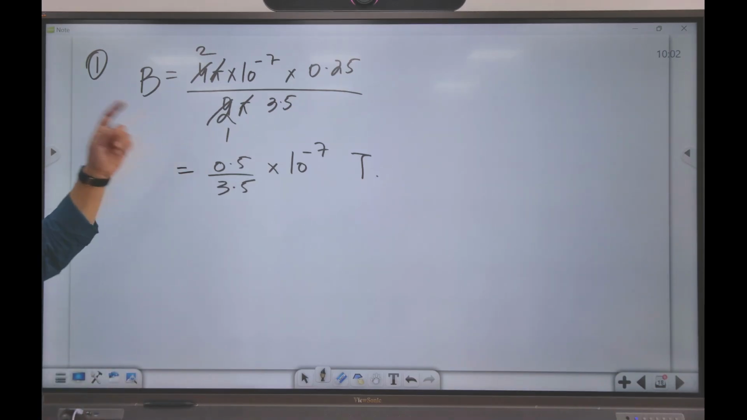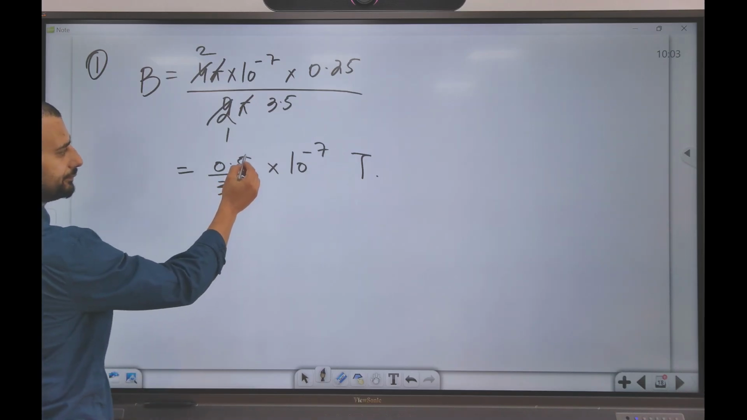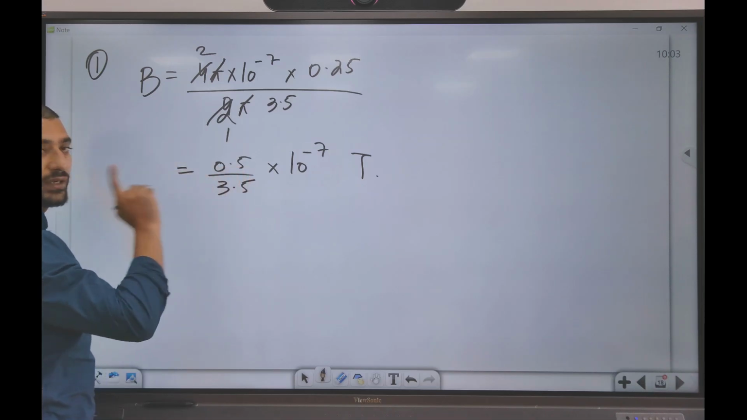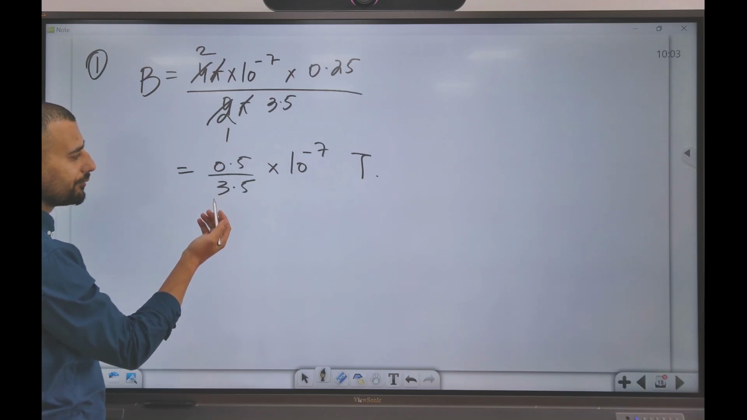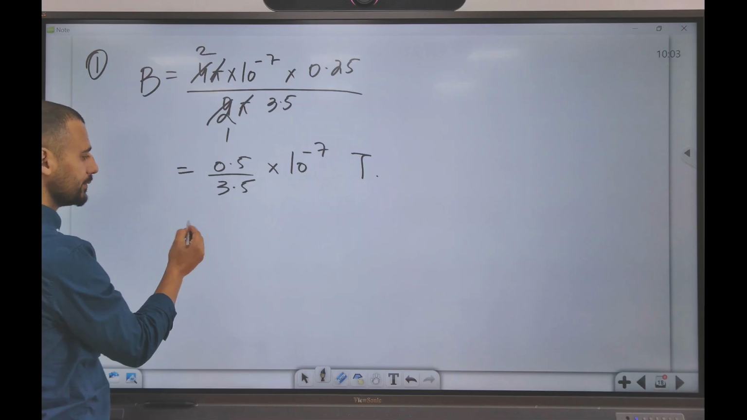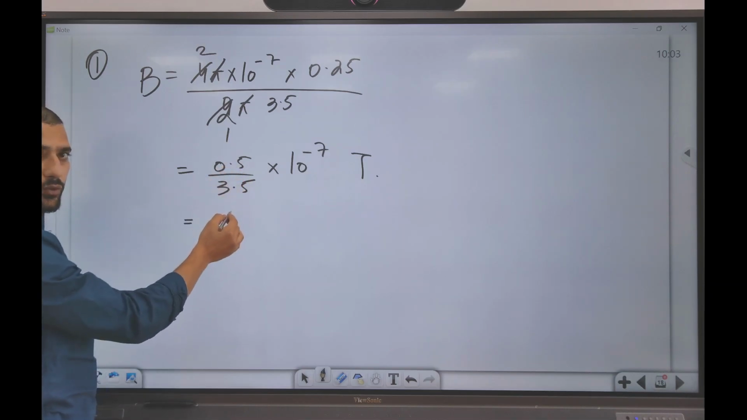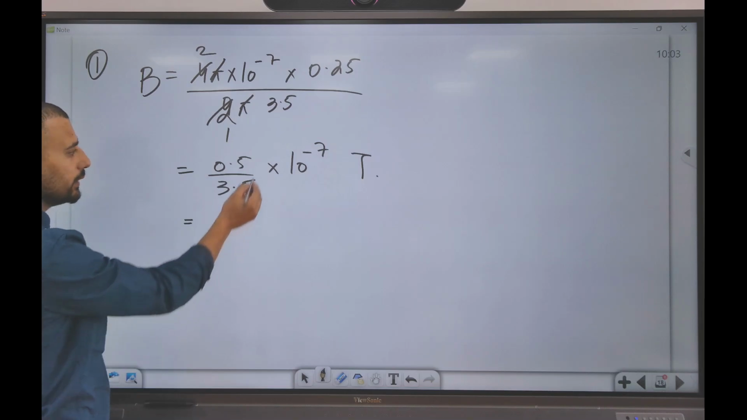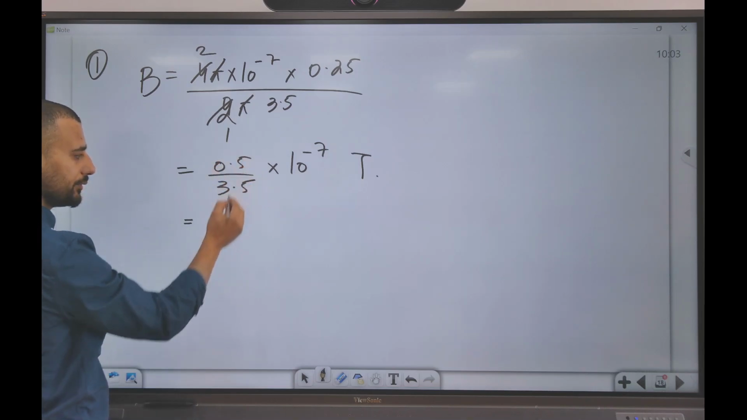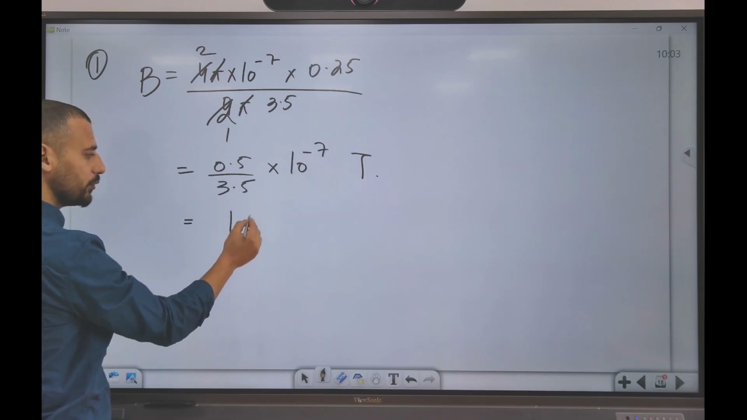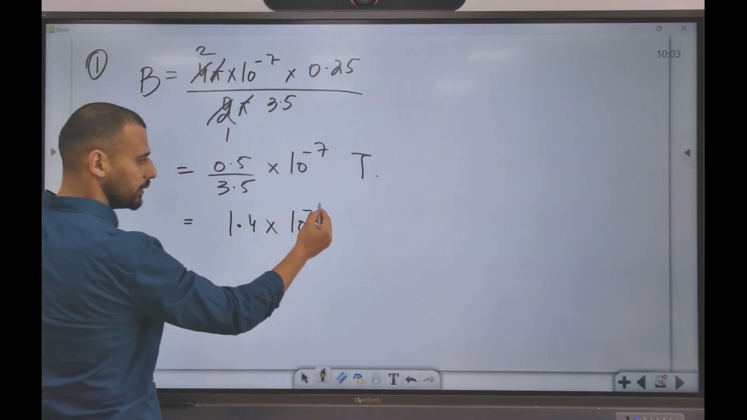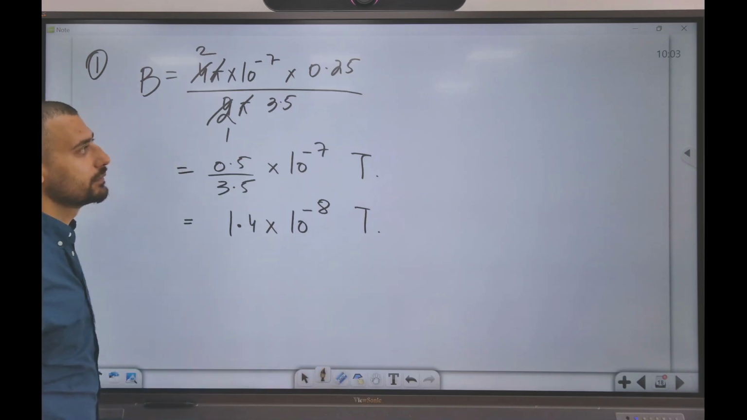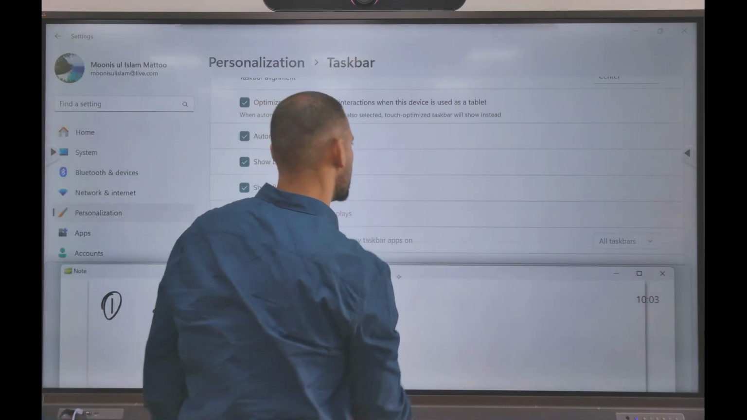How much is 0.5 by 3.5? 0.143. So it is 1.4 times 10 to the power -8. This is the first. For the second one, what was the question?